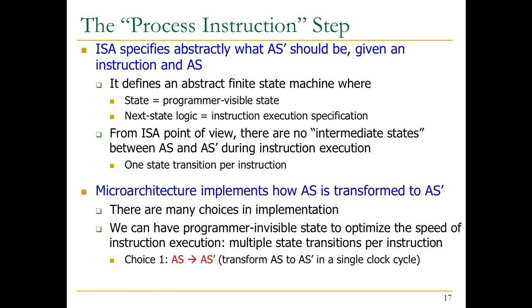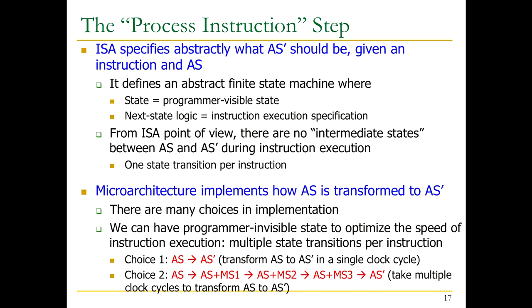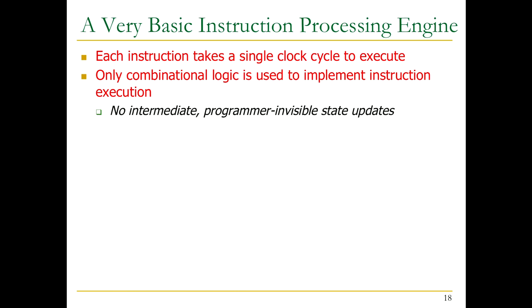For example, multiple state transitions per instruction, and that's what we're going to talk about. But what you've seen in the previous lecture last week is this. Transform architectural state to architectural state prime in a single clock cycle. That's choice 1. But we're going to see this choice 2. You take architectural state, when you're executing an instruction, transform it to some architectural state plus microarchitectural state 1. That's one step. And then you take the next step, transform it to some other microarchitectural state without modifying the architectural state. And then you transform it to another microarchitectural state. And in the end, you produce the result of the instruction, architectural state prime, that you report to the programmer. You basically take multiple clock cycles to transform an input architectural state to an output architectural state.